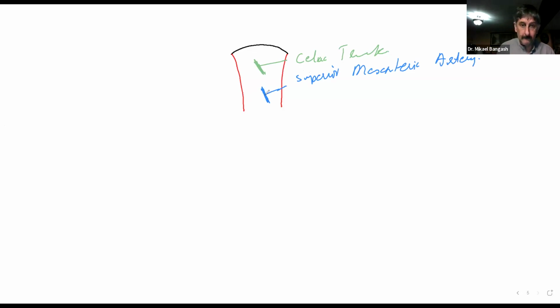Okay. And what I mainly said was that this mainly was going to supply what we call the midgut. Okay. So what did we have in the midgut? Now the midgut was mainly going to be made up of that last one third of the duodenum.